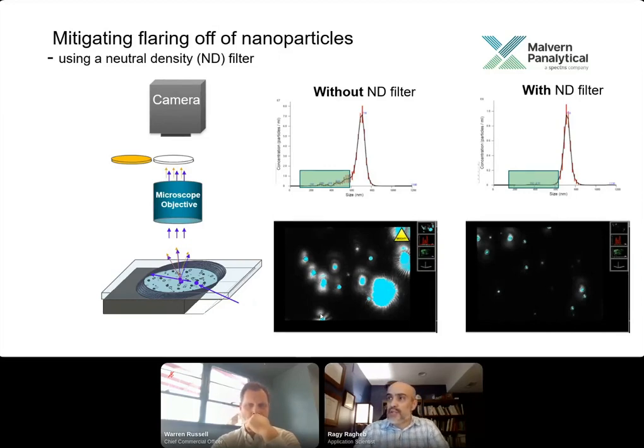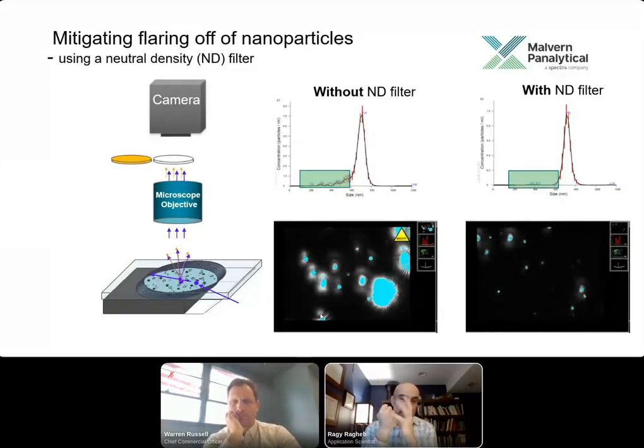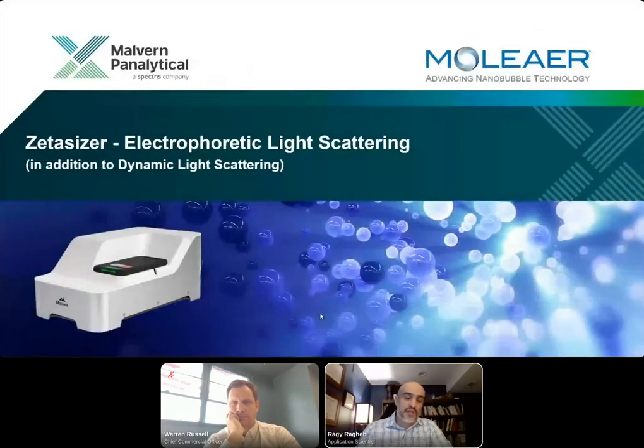You can see the population on the left without a neutral density filter, where you might see some really small particles, but with the neutral density filter incorporated, you now have a cleaner image, a cleaner video to record the Brownian motion, and you see that the population has been really fine-tuned to what is truly a nanoparticle moving around, as opposed to a particle that's flaring, with the flaring being noted as individual Brownian motion tracks.